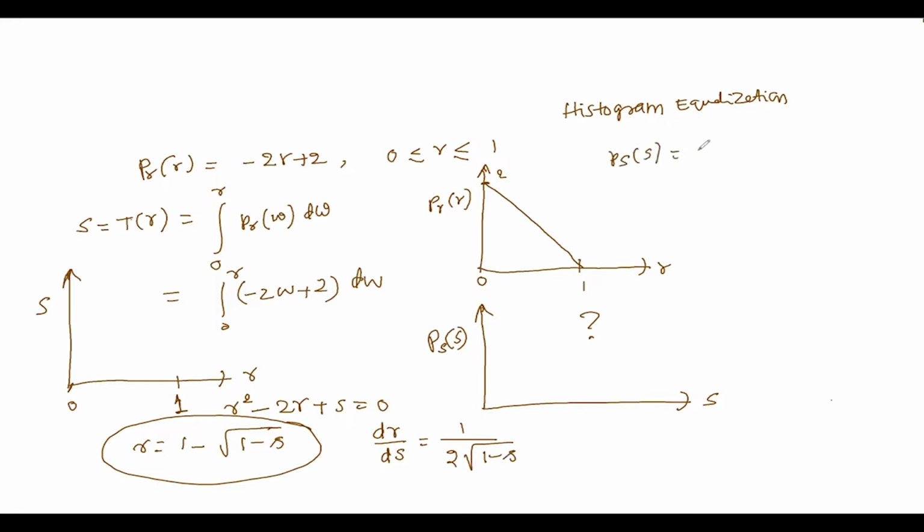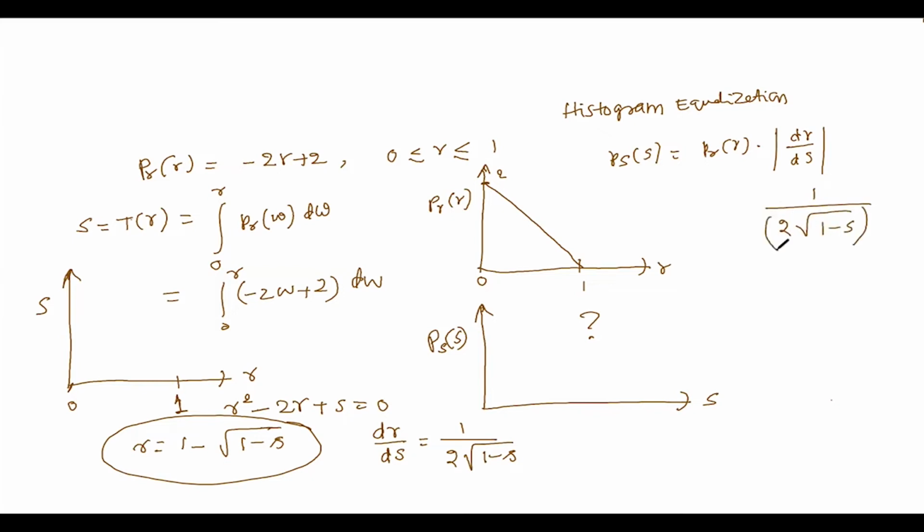That is equal to PR of R into the absolute value of, what should be there here? Absolute dr by ds. Good. Now, how do you work it out? dr by ds, you know, right? 1 by 2 times square root of 1 minus S.